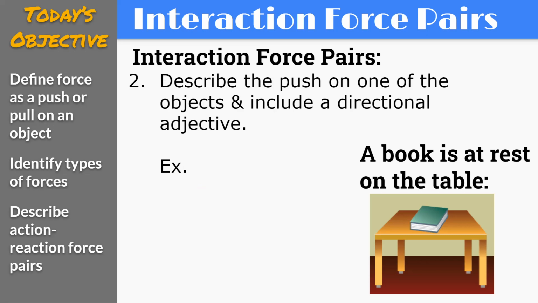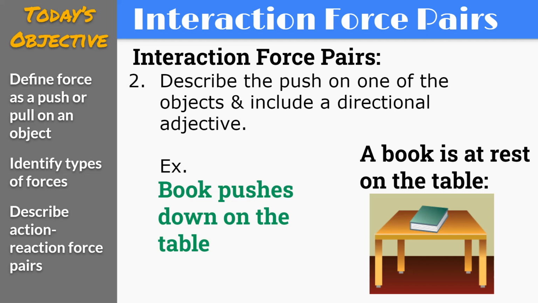The second step after you've identified the objects is to describe the push, or pull, because it could be a pull. Describe the push or pull on one of the objects and include a directional adjective. So for example, the book pushes down on the table. So I have my two objects, book, table. I have a directional adjective that describes the push. It's pushing down. Okay, so there's my direction. But the book pushes down on the table.